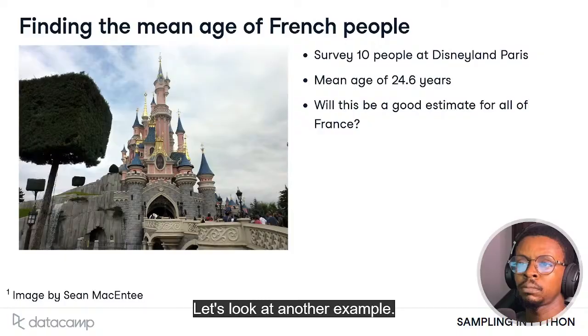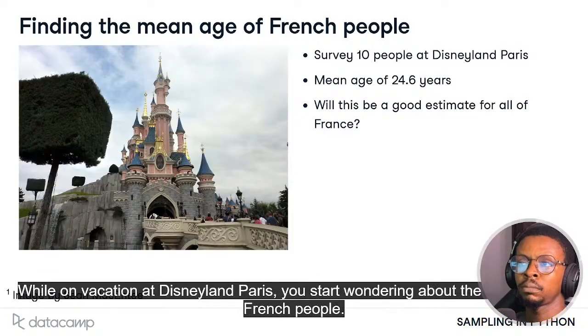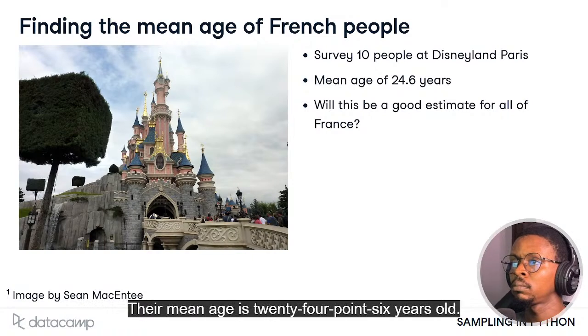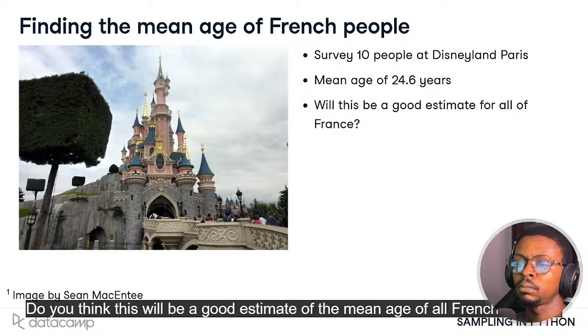Let's look at another example. While on vacation at Disneyland Paris, you start wondering about the mean age of French people. To get an answer, you ask 10 people standing nearby about their ages. Their mean age is 24.6 years old. Do you think this will be a good estimate of the mean age of all French citizens?